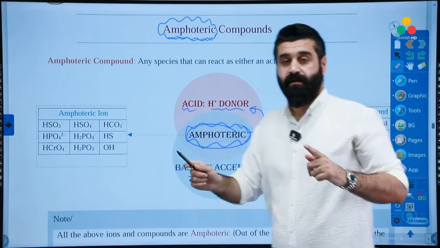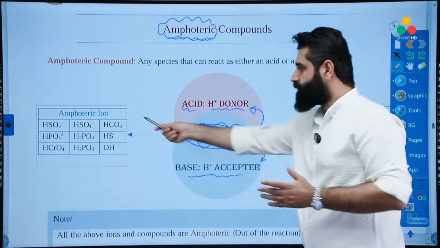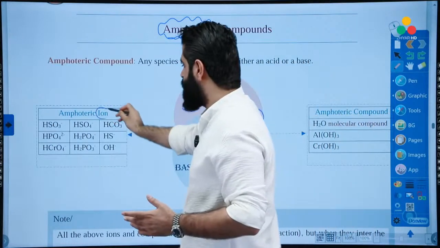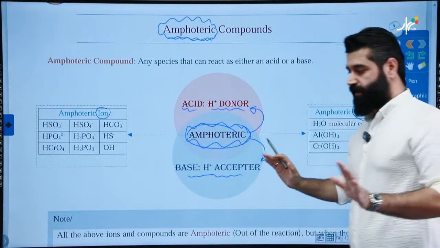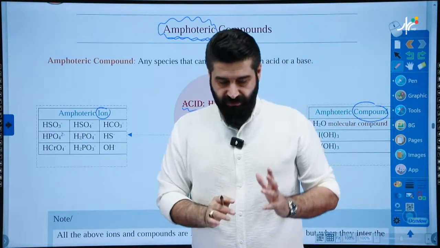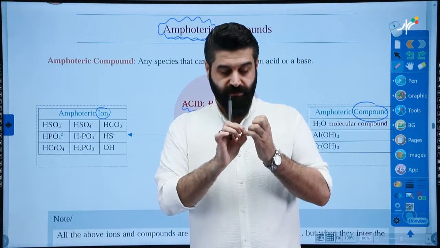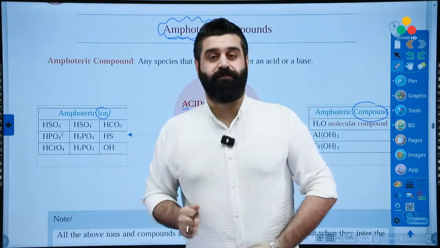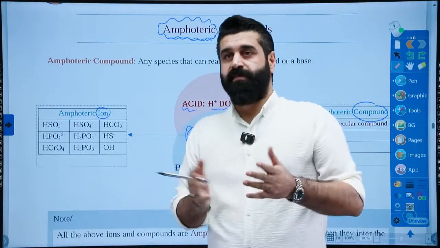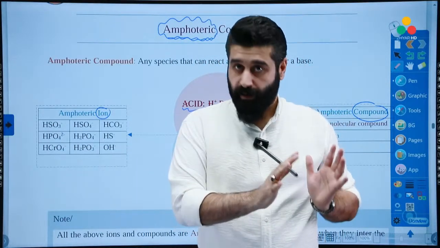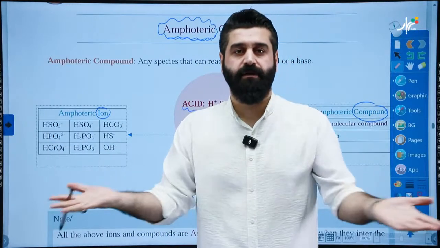What is amphoteric? Amphoteric is something that can be an ion, or it can be a compound. It's something that can be an ion or compound that can donate or accept a proton based on the reaction.